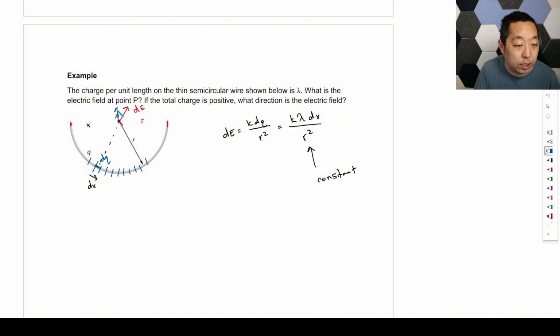Need to decompose it into vertical and horizontal here. So this is the dE in the y direction. This is the dE in the x direction. I don't care about the x direction because I know by symmetry that's going to add to 0. So I only care about the y component, right?